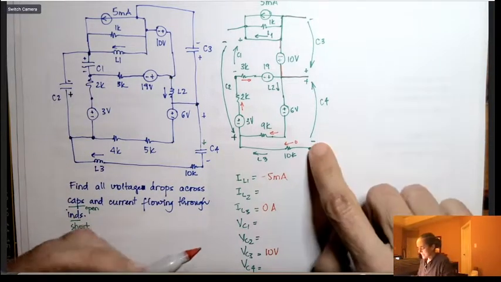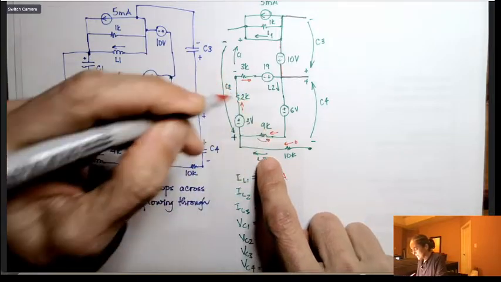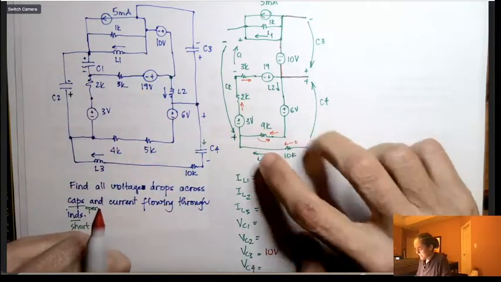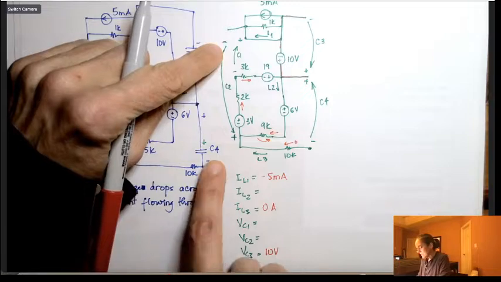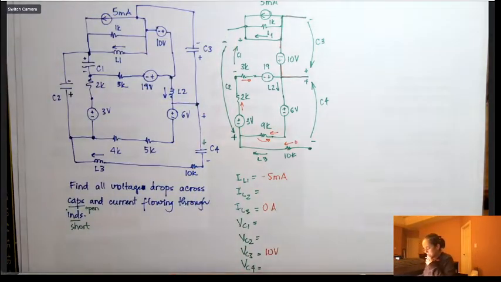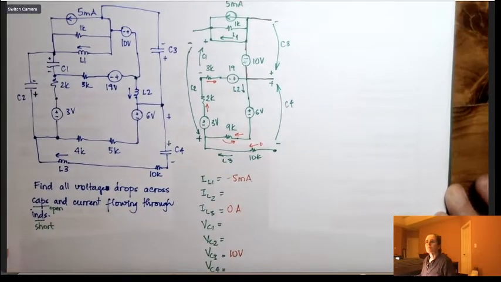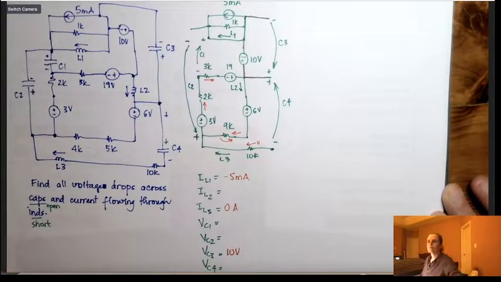Now VC4, I can't tell because it's going to be this voltage here, plus or minus 6, and then VC2 is this. VC1 I can't tell either. So I actually have to do KVL and Ohm's law for all of these.